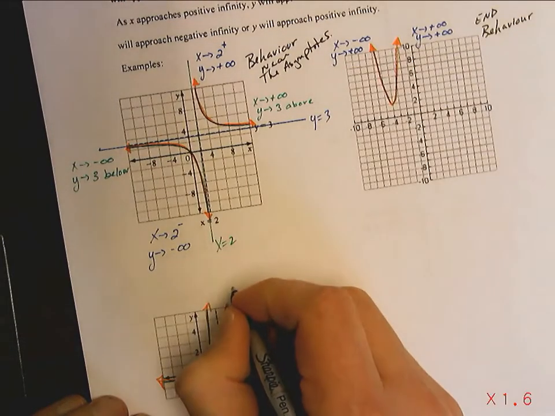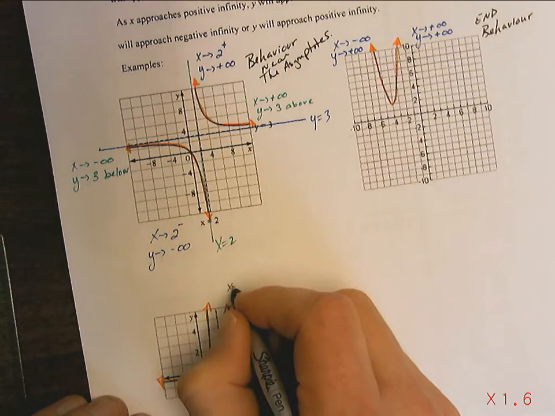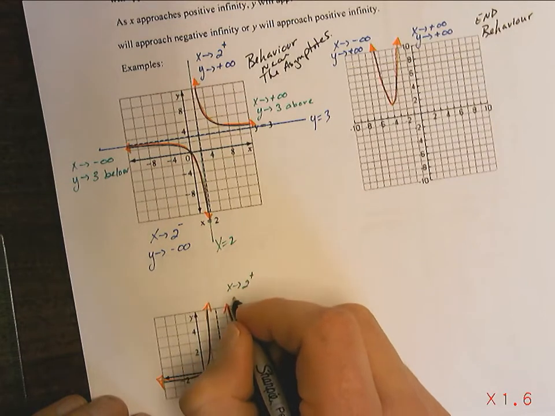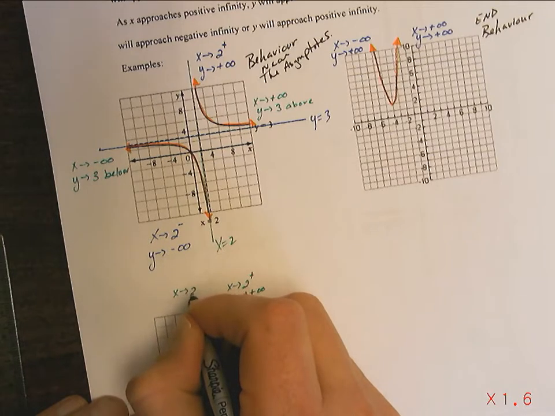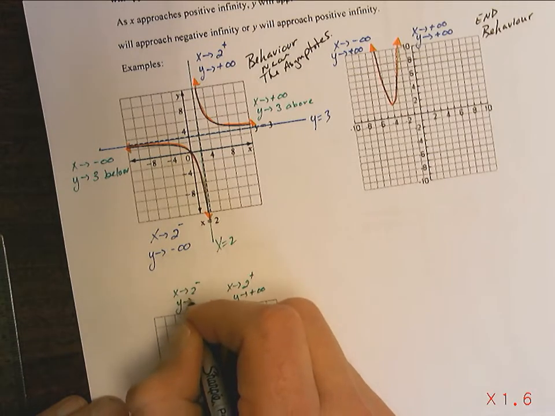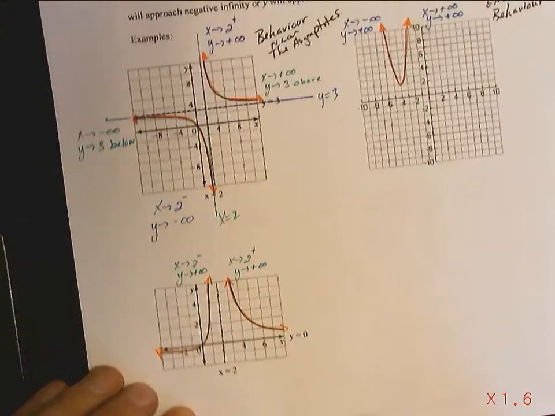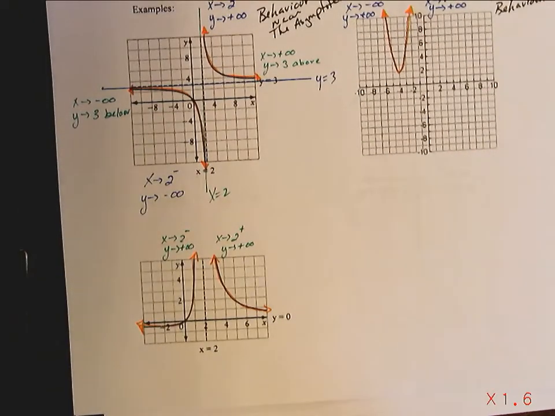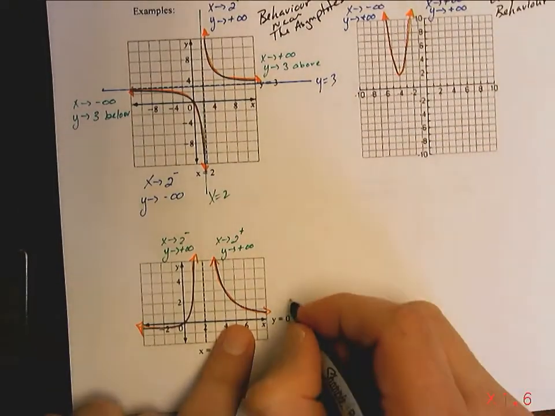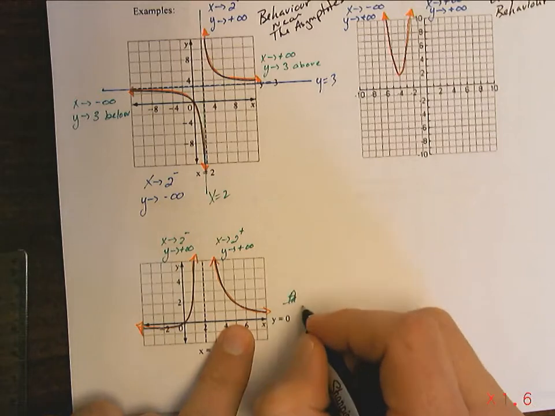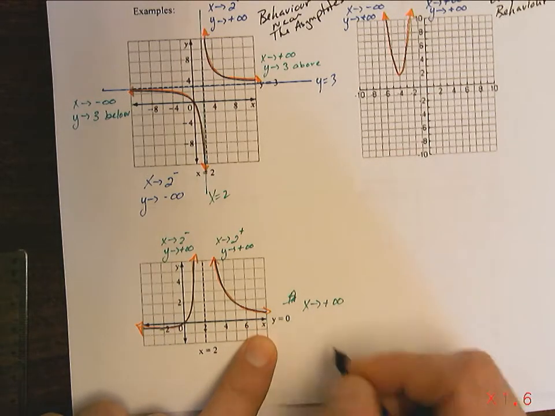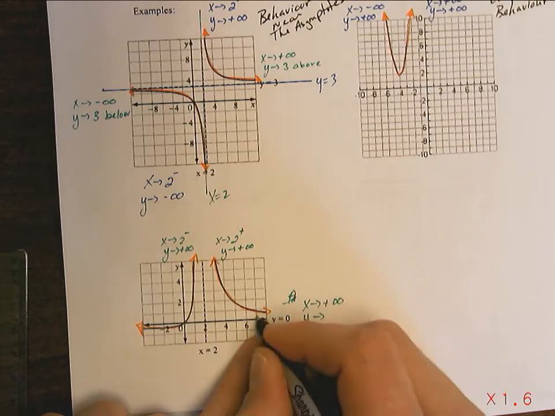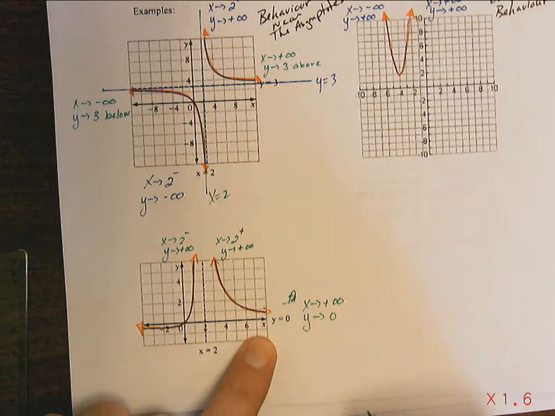So I would say as x is approaching 2 from the right, y is approaching positive infinity. As x is approaching 2 from the left, y is approaching positive infinity. Okay, so they can both go to positive infinity if you want. Down here, you've got the limit, not limit, sorry, that's calculus. As x is approaching positive infinity, you've got y approaching, coming down closer and closer and closer to 0.